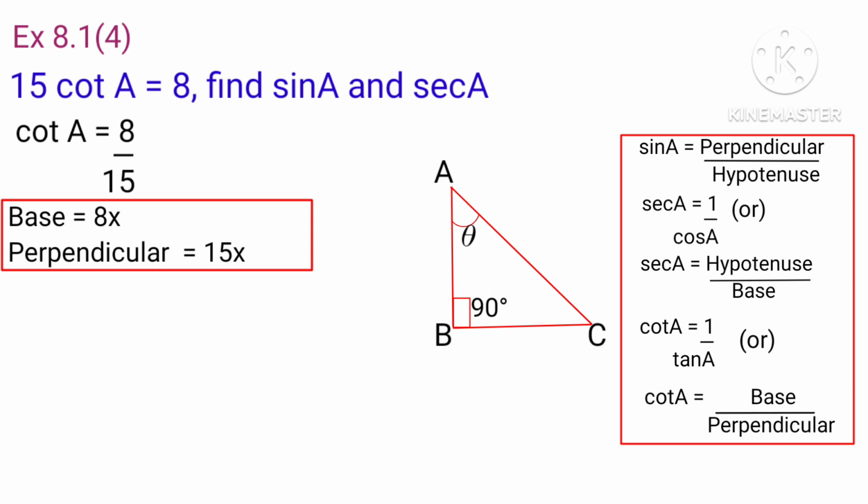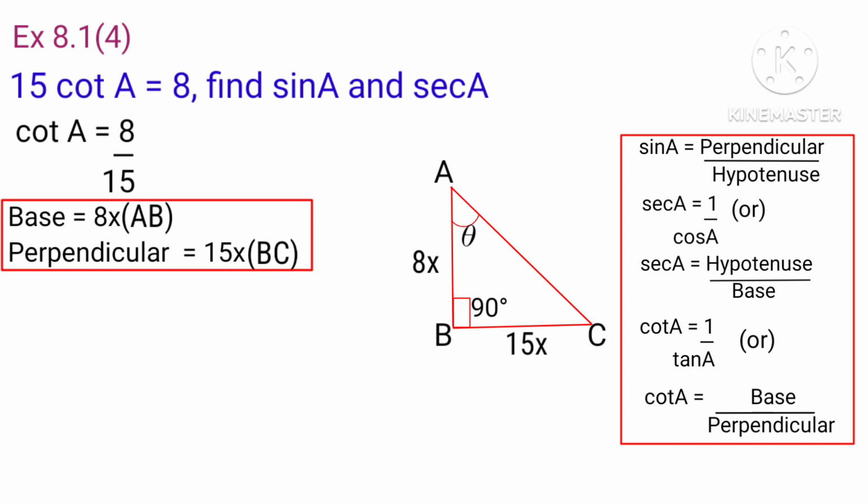The next thing: just as the opposite of 90 degree is the hypotenuse, the opposite of theta is the perpendicular. So the perpendicular here is 15x. So 15x is the value of B and C. Next, A and B, where theta and 90 degree fall on a straight line, that is the base. So the base value here is 8x. So 8x is A and B. So now we found the value of base and perpendicular.